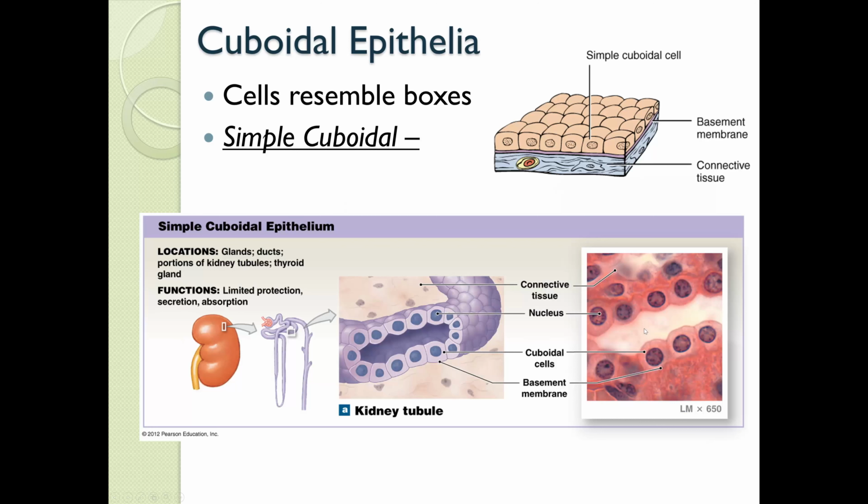And so when you're looking at these in slides in the lab, you have to kind of notice that the basement membrane is here so that you can recognize that this is one layer of cells up against the lumen, which is the white area here.